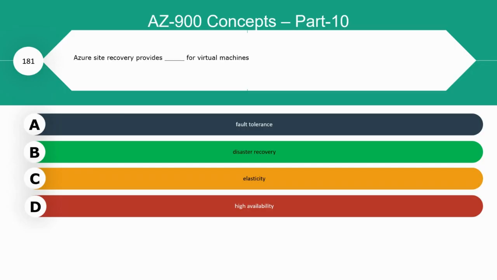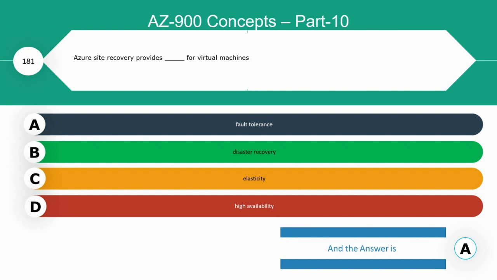First question, Azure Site Recovery provides dash for virtual machines. Option A, fault tolerance. Option B, disaster recovery. Option C, elasticity. Option D, high availability. Here, the right answer for this question is option A.